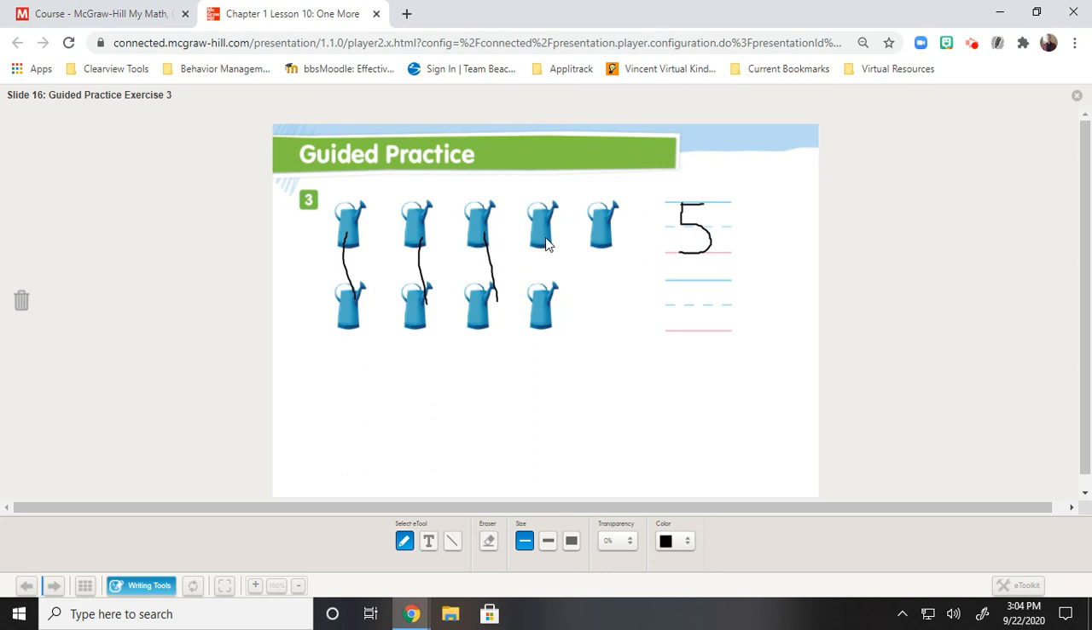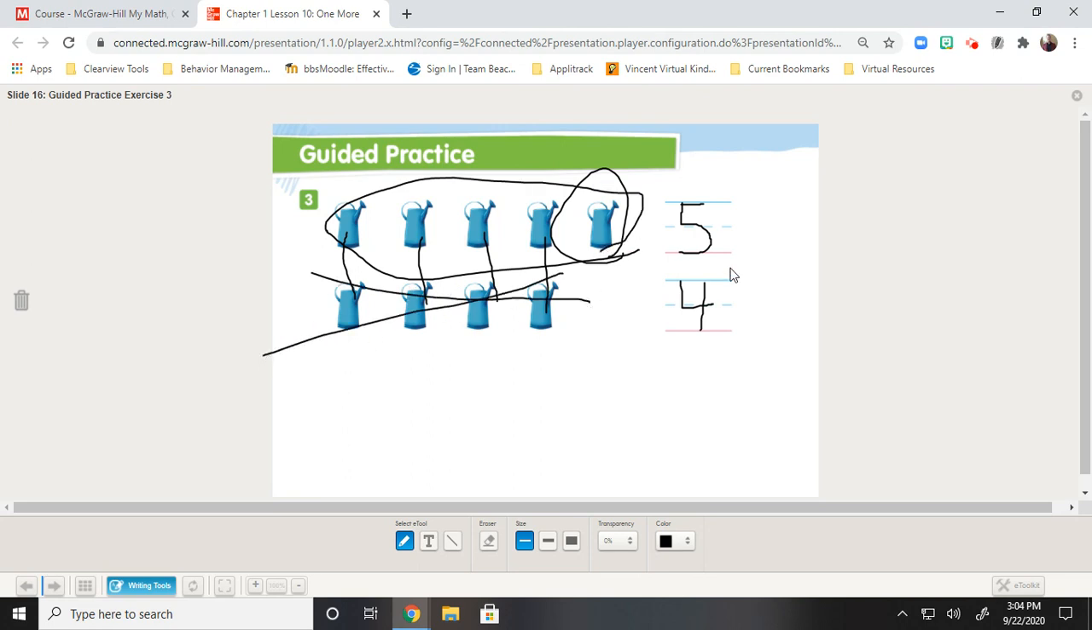1, 2, 3, 4. The bottom group only has 4. And this group has 1 more. So I'm going to circle this group and cross off the group that has fewer or less than. Do you see how we do it? First, we count how many, then we compare, and then we decide which one has 1 more than, and then which has less than.